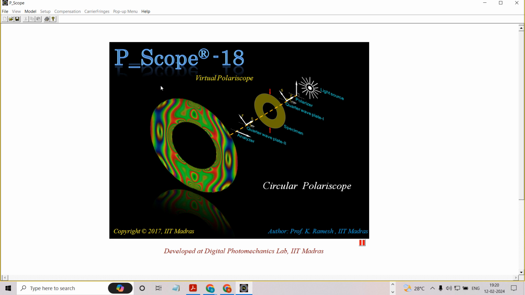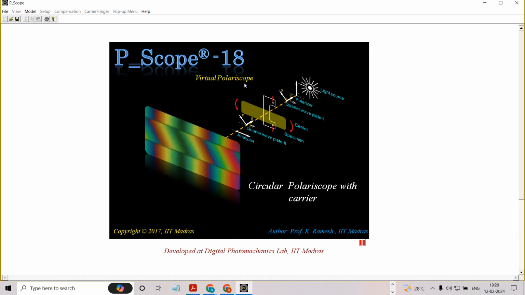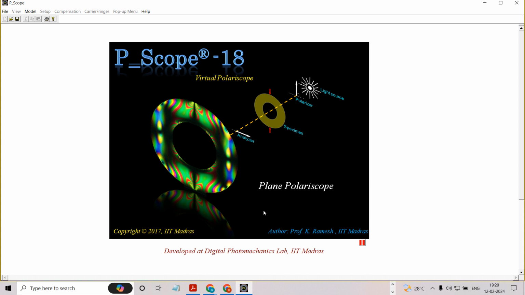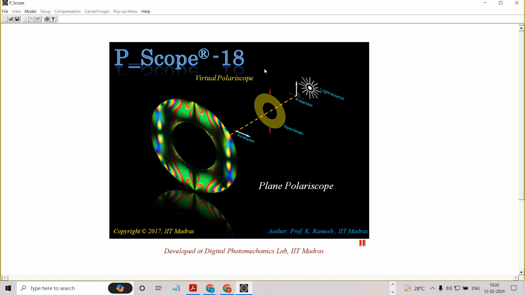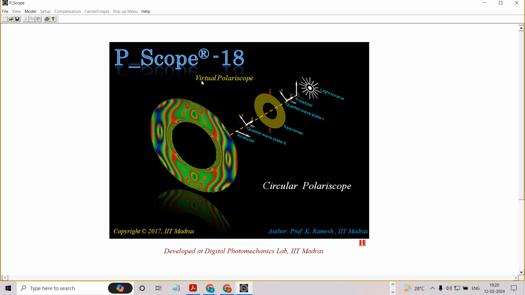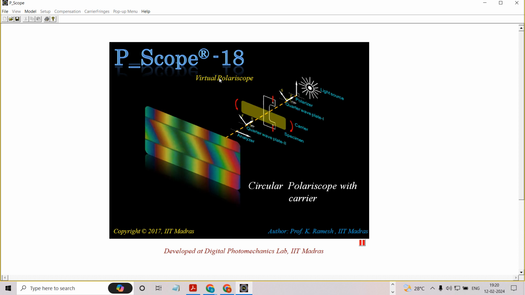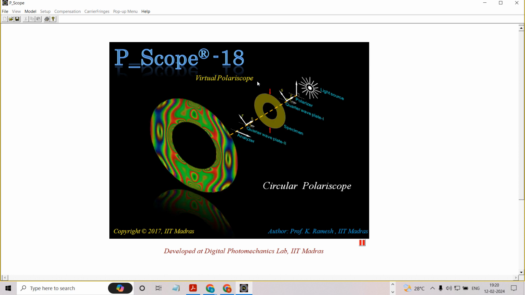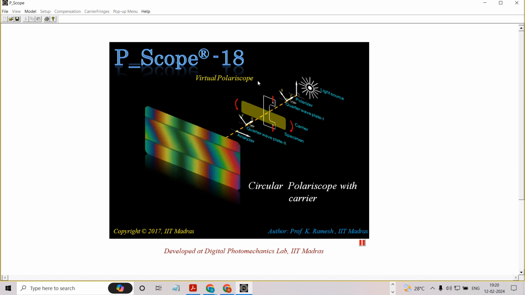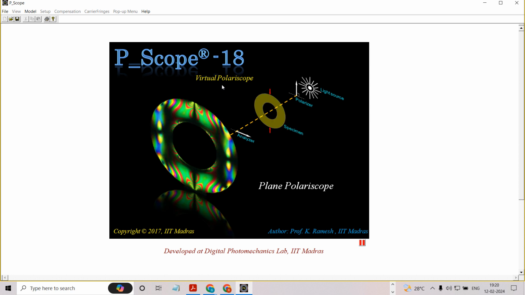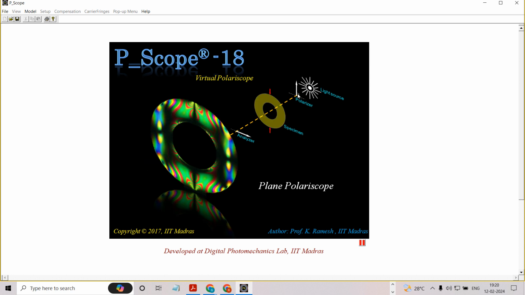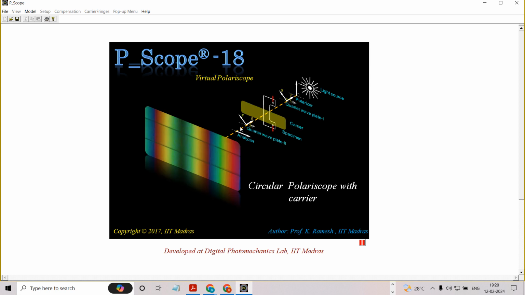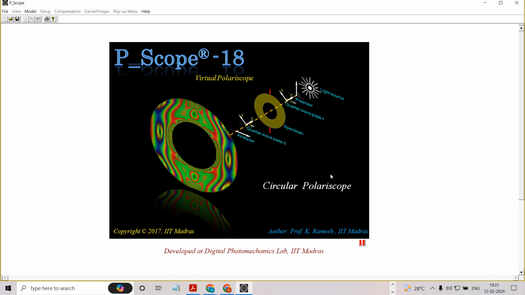So this is a virtual polariscope software developed at the Digital Photomechanics Lab, IIT Madras, by Professor K. Ramesh. We call this a virtual polariscope because a polariscope is the apparatus we use to conduct photoelastic experiments. In that sense, we can conduct the experiment virtually, as if we are sitting and viewing an experiment. And we can see that even this carries a lot of information.